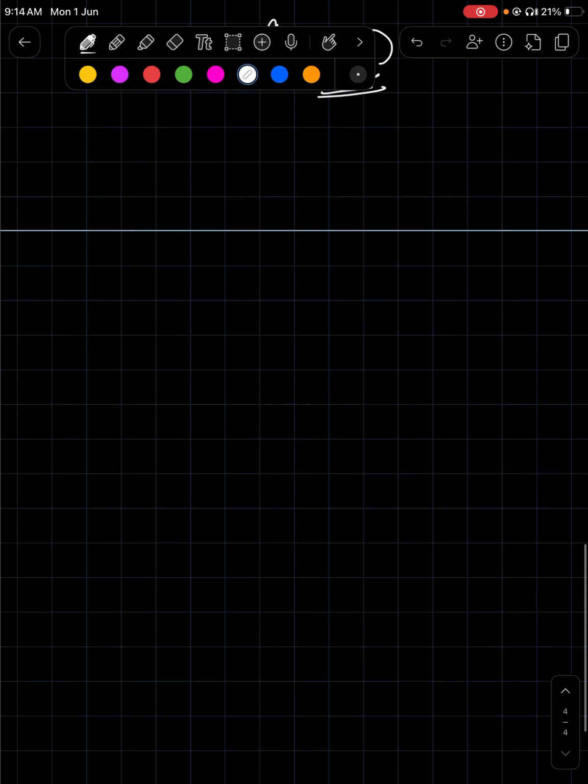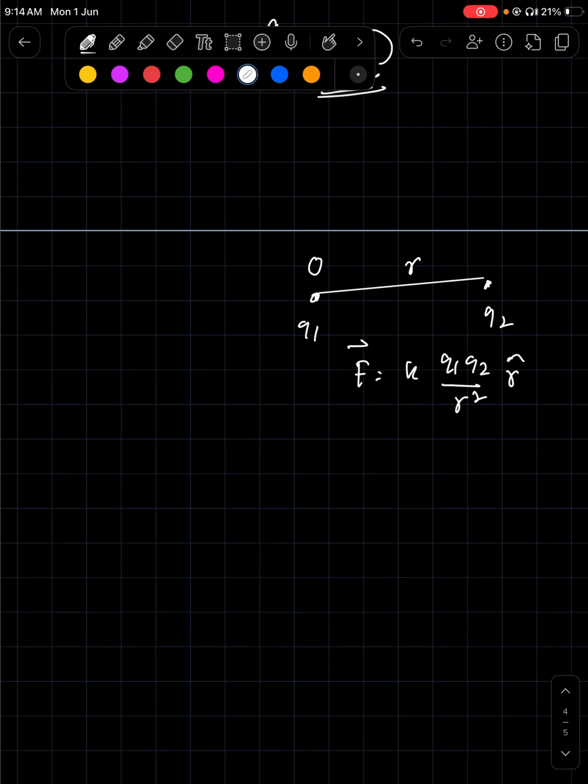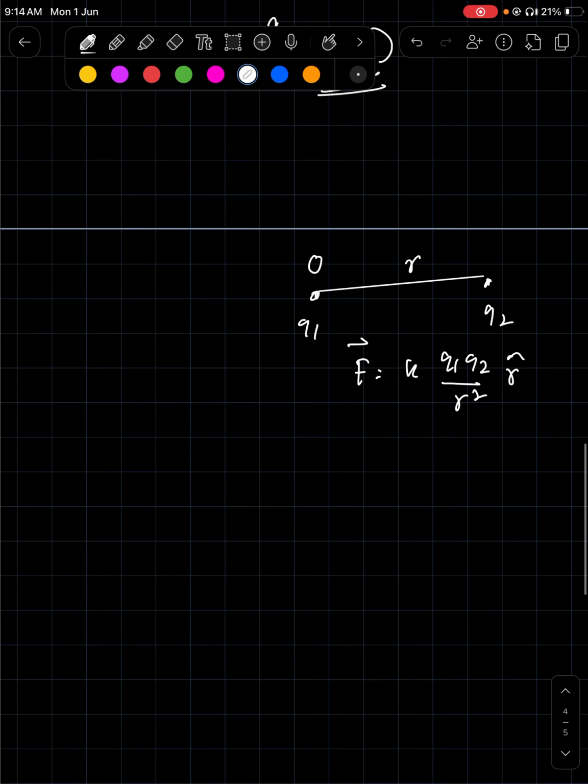So in summary, we now know the force between the two charges, Q1 and Q2. If the origin is chosen at Q1 and the distance between the two charges is R, then the force between the two charges is given simply by K Q1 Q2 by R square into R cap. That is the vector form. K depends on the medium, hence the force does so. That means the force also depends on the medium between the two charges. Now we are going to see how the force varies with different media.